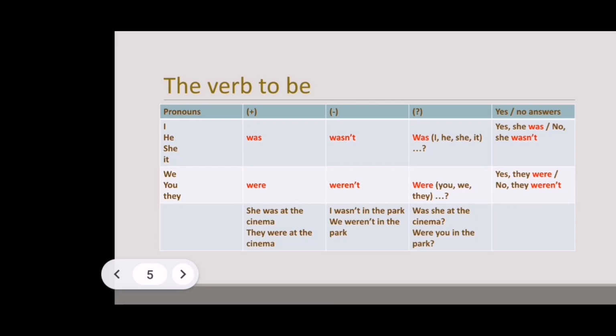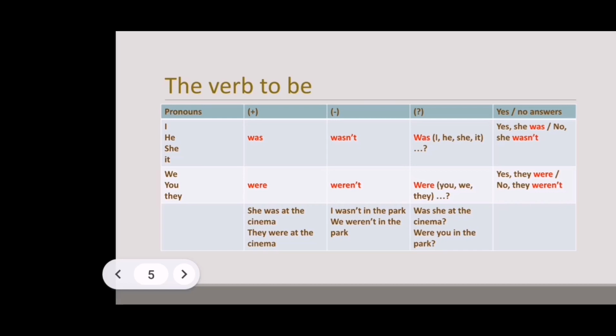The verb to be. Do you remember the verb to be? We studied it for the present tense. So it's a good idea now to think how it changes in the past tense. In the singular for I, he, she, it is was, and in the plural for we, you, they, it is were. Examples. She was at the cinema, they were at the cinema. For example, yesterday. In negative sentences, wasn't or weren't. I wasn't in the park, we weren't in the park.